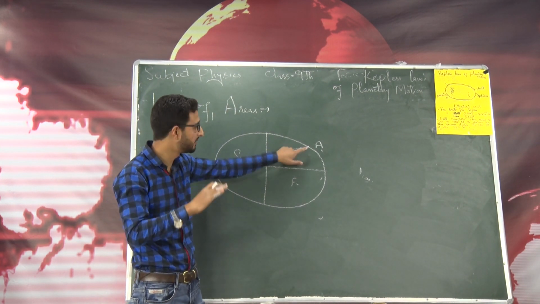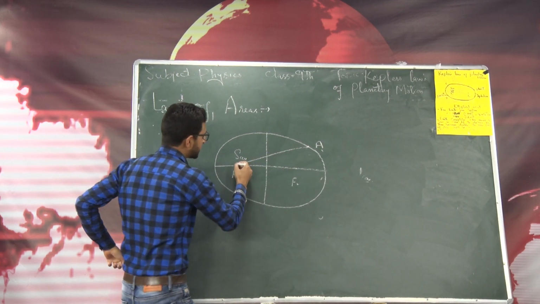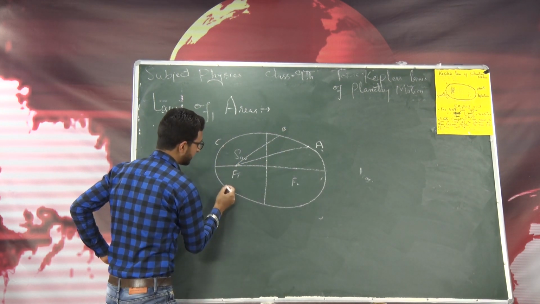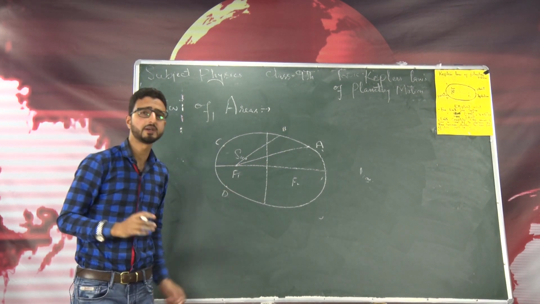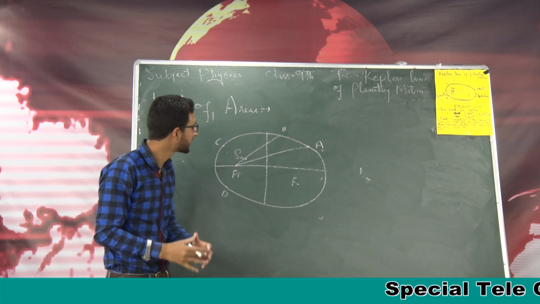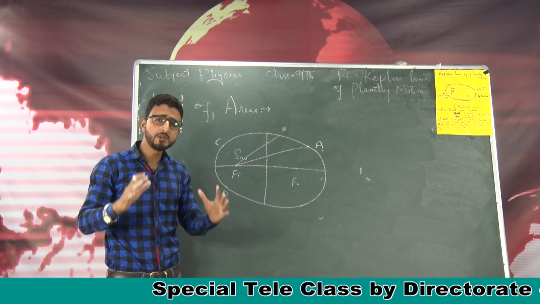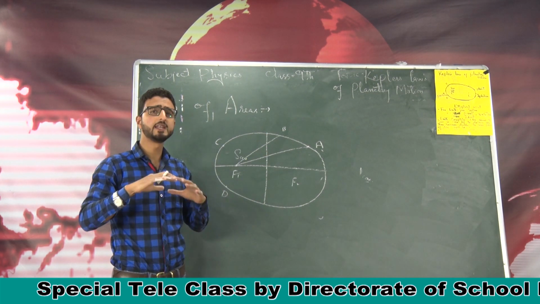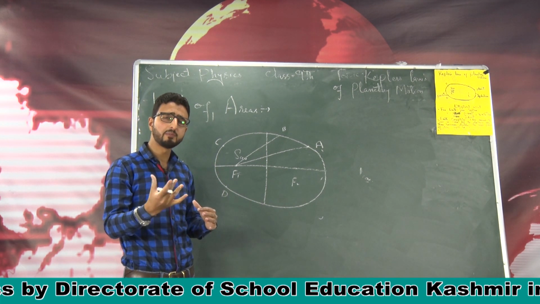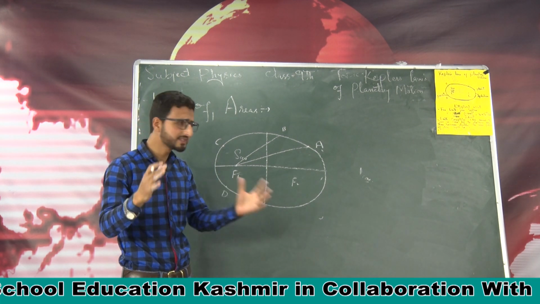So the statement will be: the line joining the sun and the planet sweeps out equal areas in equal intervals of time. I will repeat the statement once more. The line joining the sun and the planet sweeps equal areas in equal intervals of time, or I can say the areal velocity of the planet around the sun always remains constant. Now what does this mean?